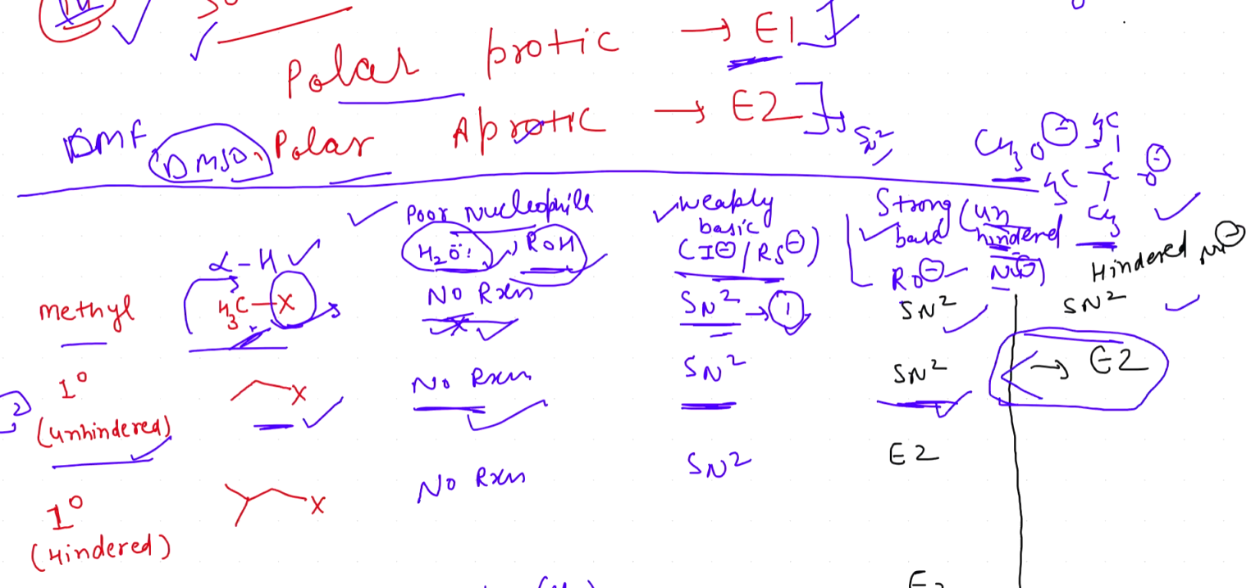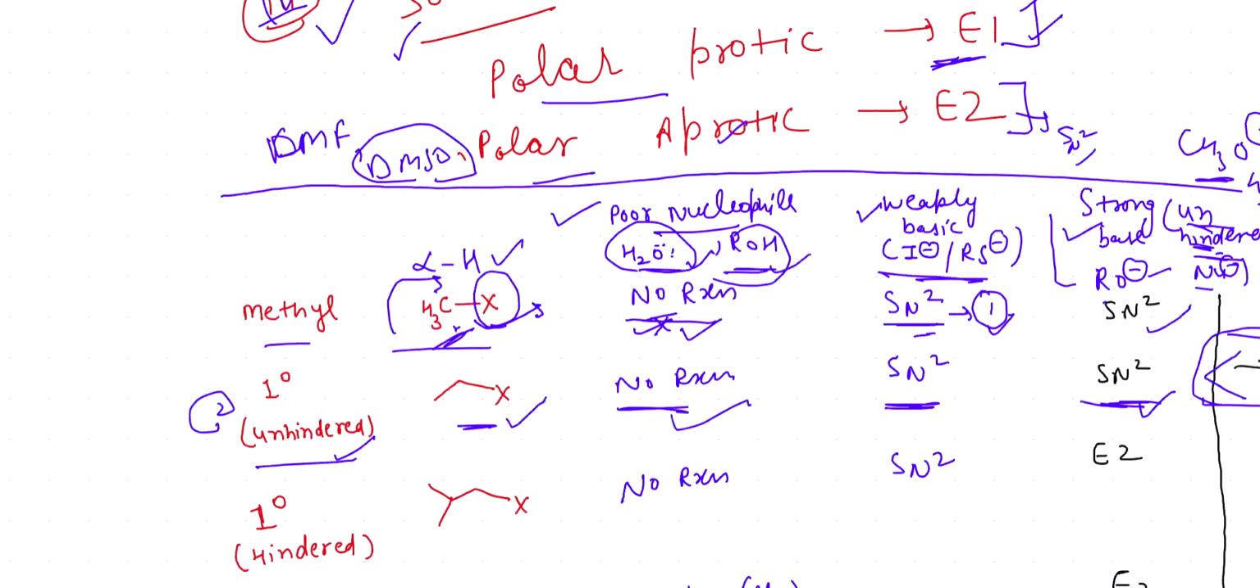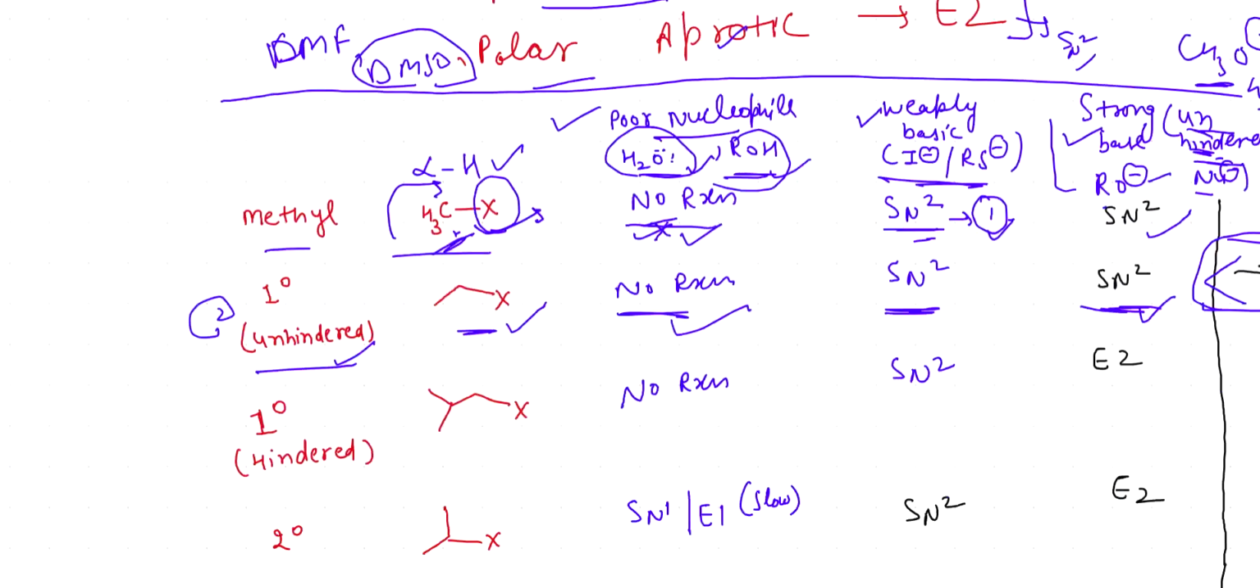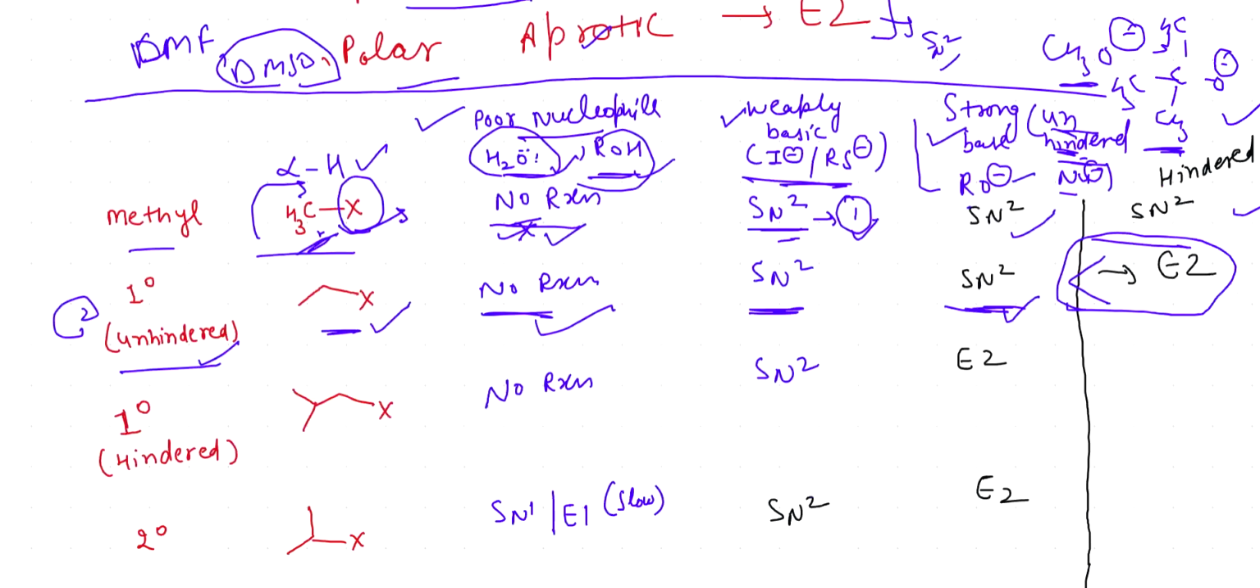Okay, then the next is a primary alkyl halide, but here the substrate is sterically hindered. Now here the substrate is also sterically hindered, but in the case of a poor nucleophile, again no reaction. If it is a weak base, it will undergo SN2 substitution in one step, meaning the I negative will attack from here and the leaving group is also lost in one step.